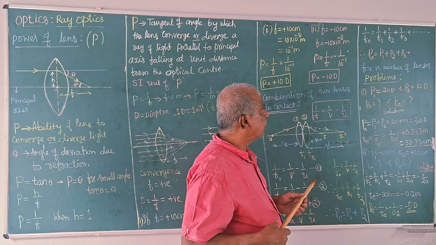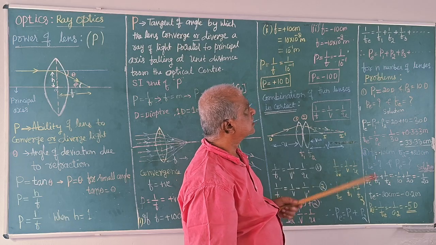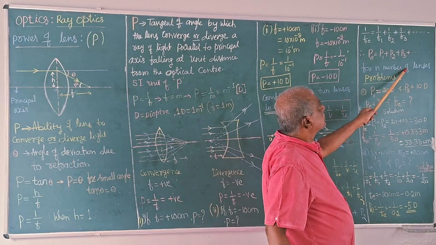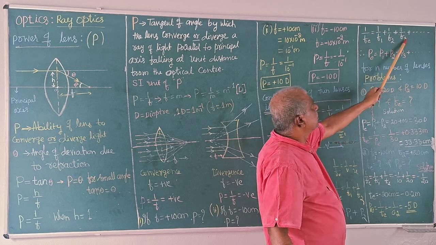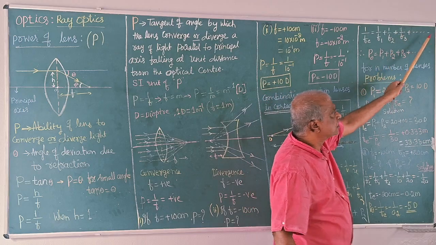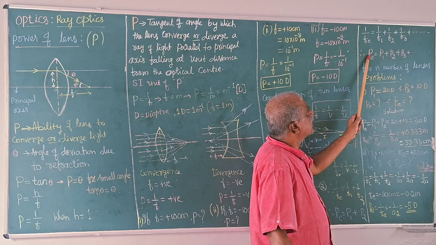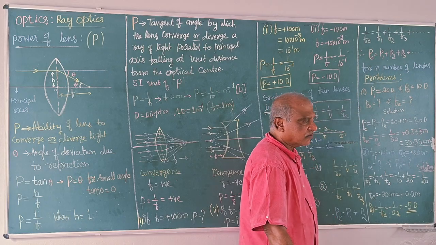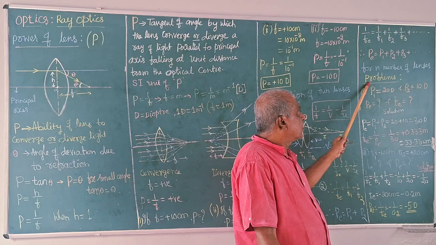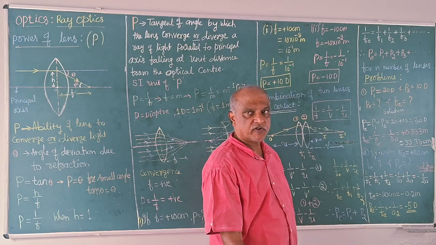So let us work out problems for this combination. This is for two lenses. If the lenses increase to 3, 4 like this, let us say n number of lenses, we can repeat the same equation. For 2, this is 1. For 3, 4 like this. 1 by f remains the same. And the equation for 3, for n number of lenses.